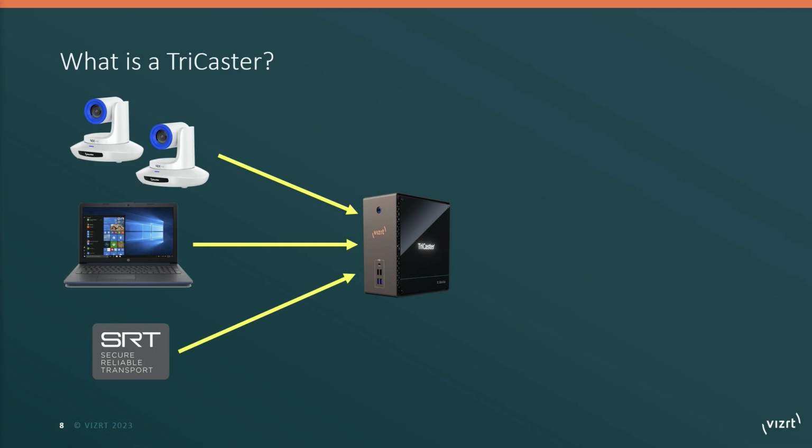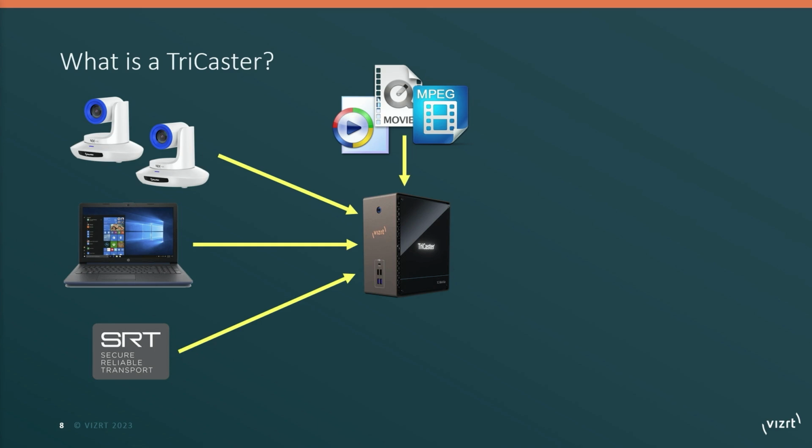Now, it doesn't have to be just live sources. We can also load pre-recorded media into the TriCaster. This could be standard video clips, graphics, audio files. They could be loaded into the storage of your TriCaster system and played during your production when needed.